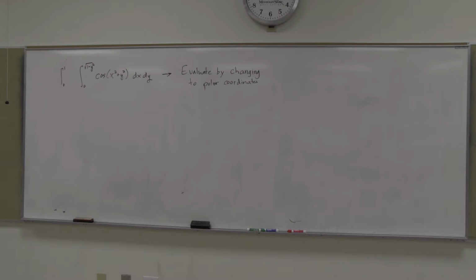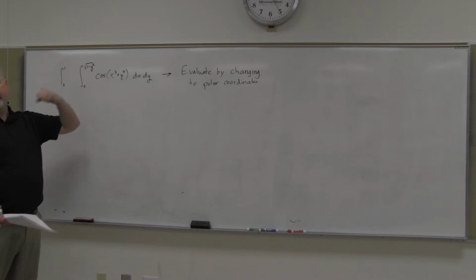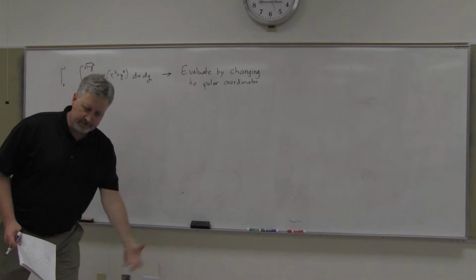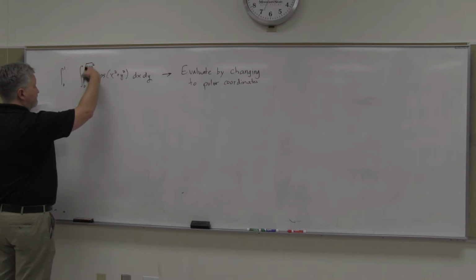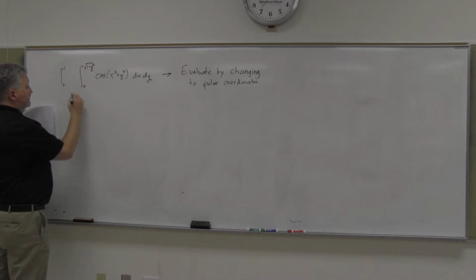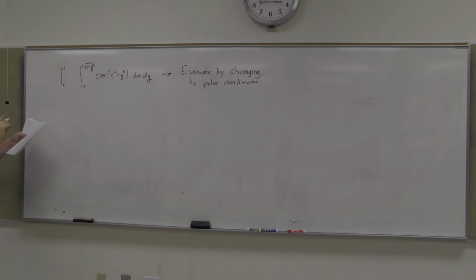Okay, so it's fairly obvious there: x squared plus y squared, that's going to be cosine of r squared. But this is x's and y's, so let's think about what we've got here.